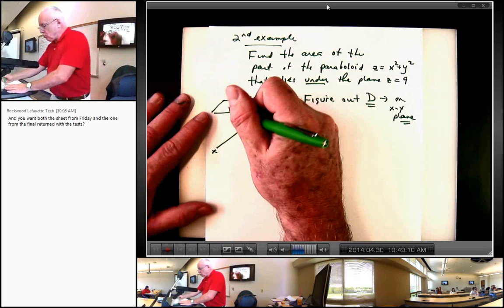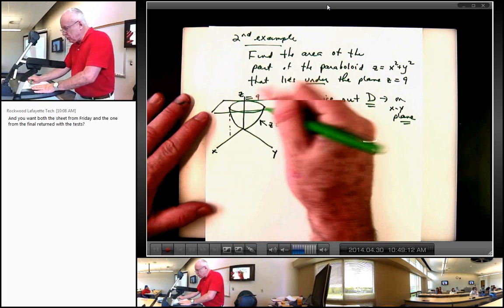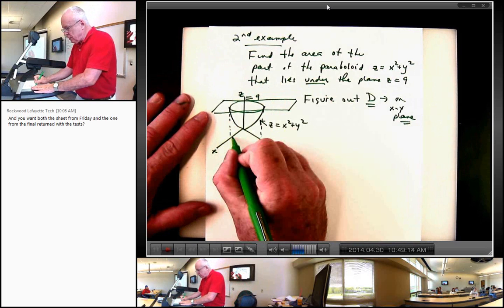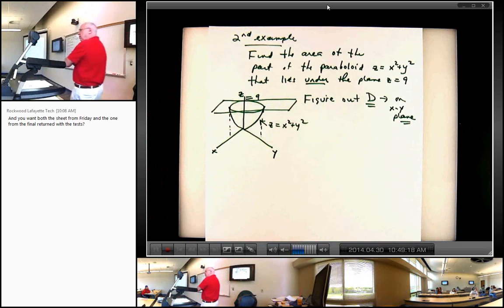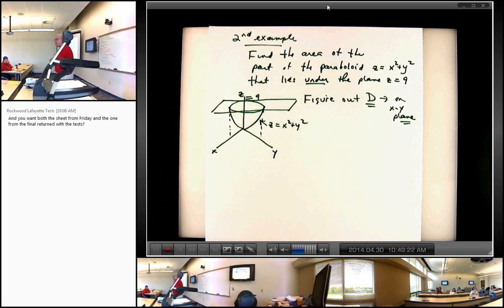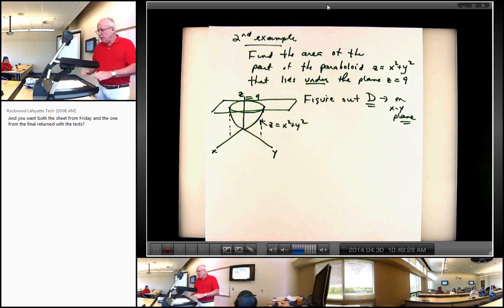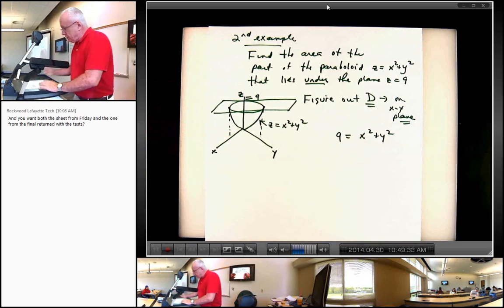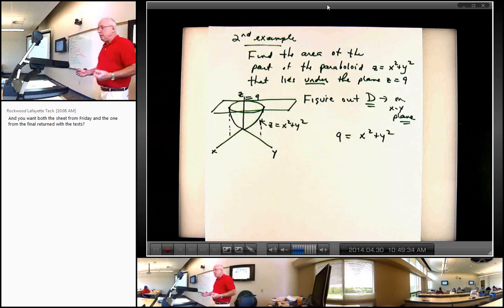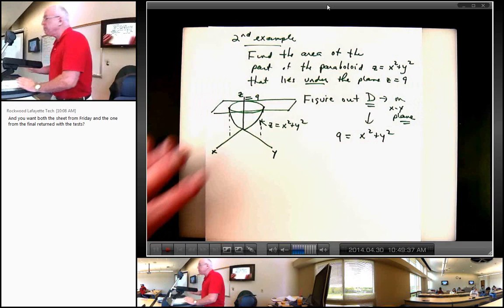We're projecting, doing a shadow projection down. We're trying to look at some area down here. How do I figure that out? Right. You're going to set them equal to each other. You find where they cross each other's paths. So you just set 9 equal to x squared plus y squared, and that's going to be the area on the xy plane.